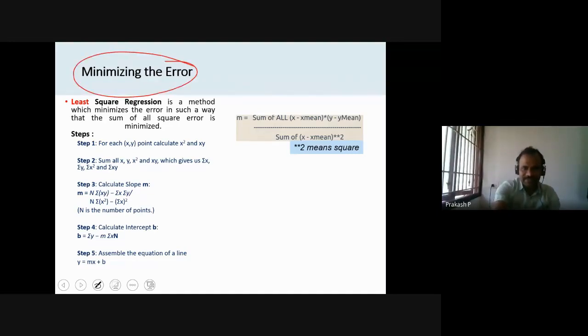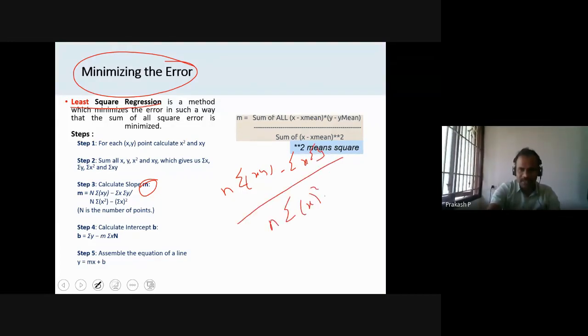There is another method called least square regression. We also studied this in 12th maths. Can you please see how they computed the slope? The slope is computed as n times the summation of x into y, minus summation of x times summation of y, divided by n times summation of x square minus (summation of x) square. This is called least square regression. By using this, we compute the slope, and then the bias, or intercept.